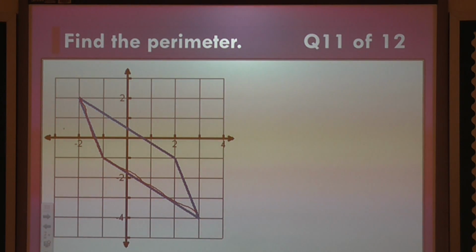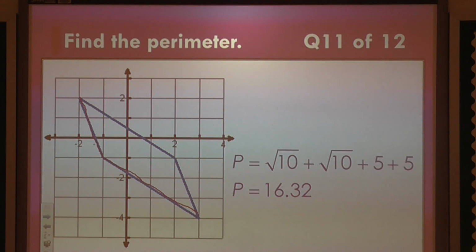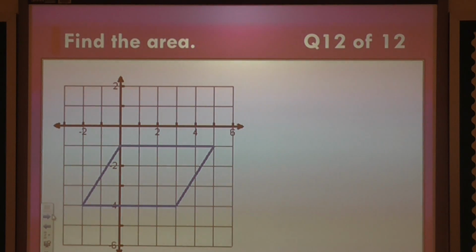Find the perimeter. Again, you've got to do the distance formula for this side. It's a parallelogram, so these two will be the same. What you end up with is the square root of 10 plus the square root of 10, and then 5 plus 5, because there's a length of 5. You stick it in your calculator and you get 16.32.